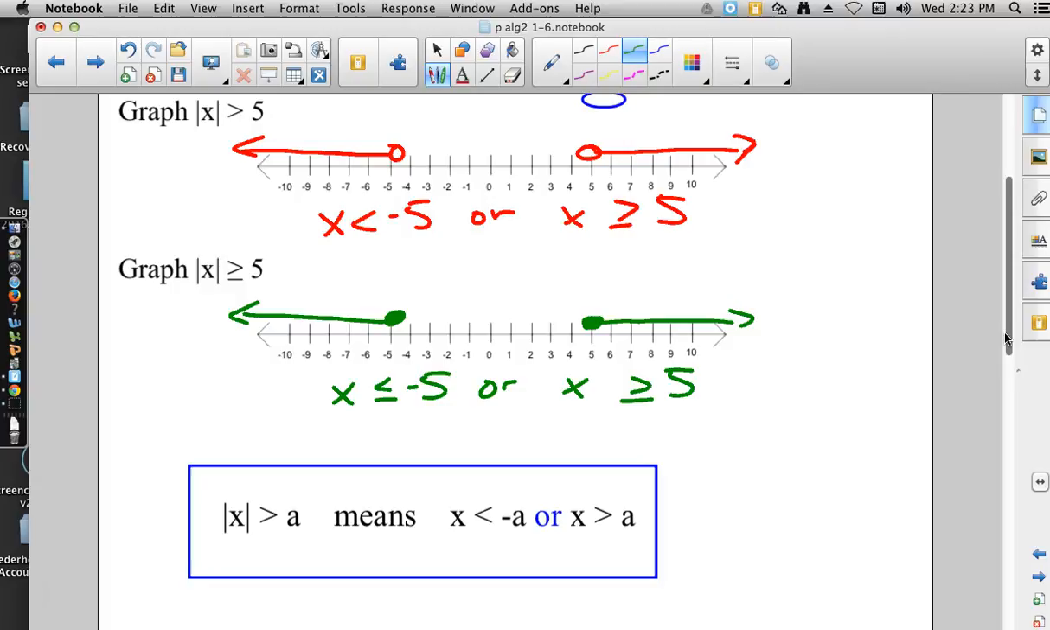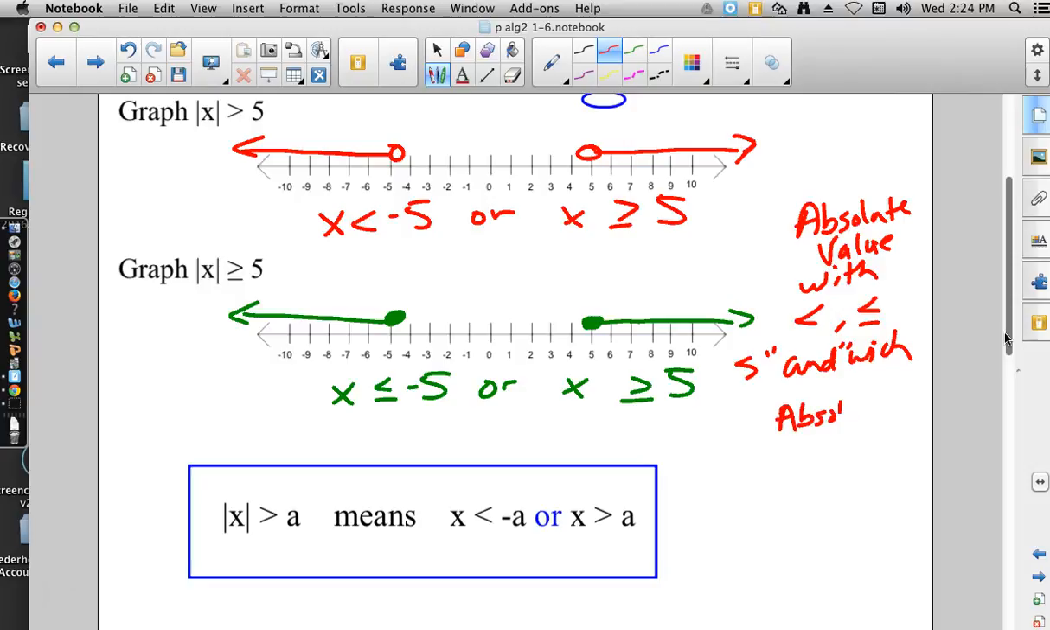Now that's one of those things you can either reason through by using a number line, or you're going to have to memorize by the time we take the test. And that is: absolute value with less than or equal to is an and sandwich. But absolute value with greater than or equal to is an or statement.